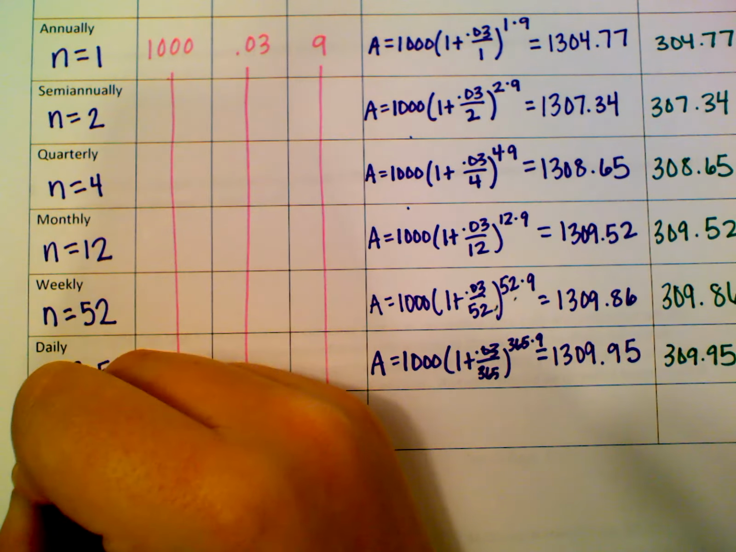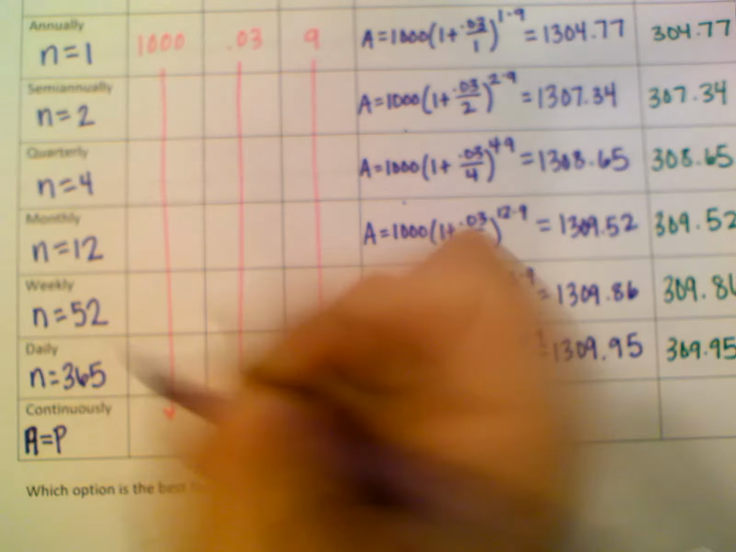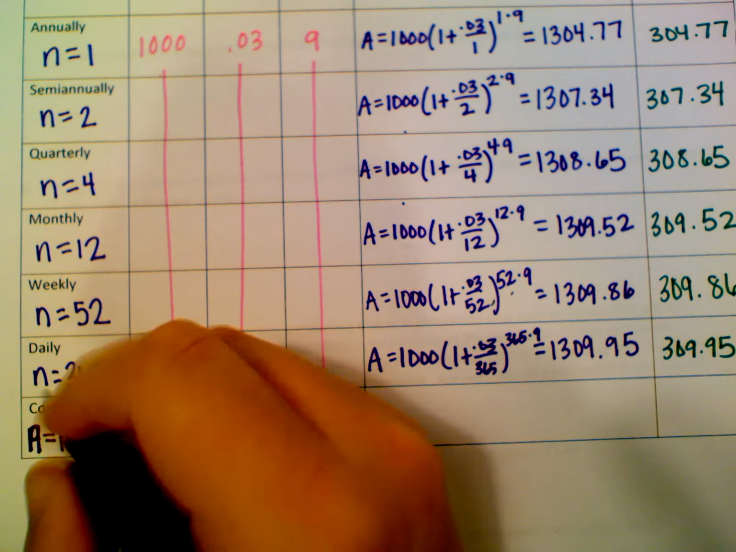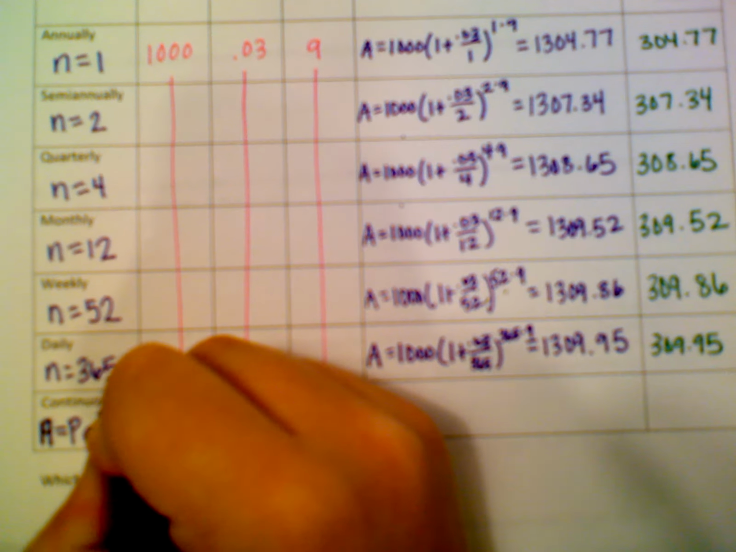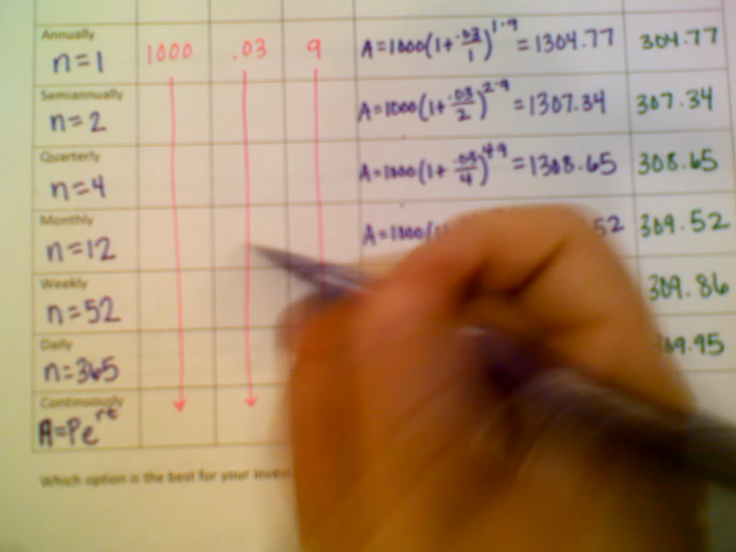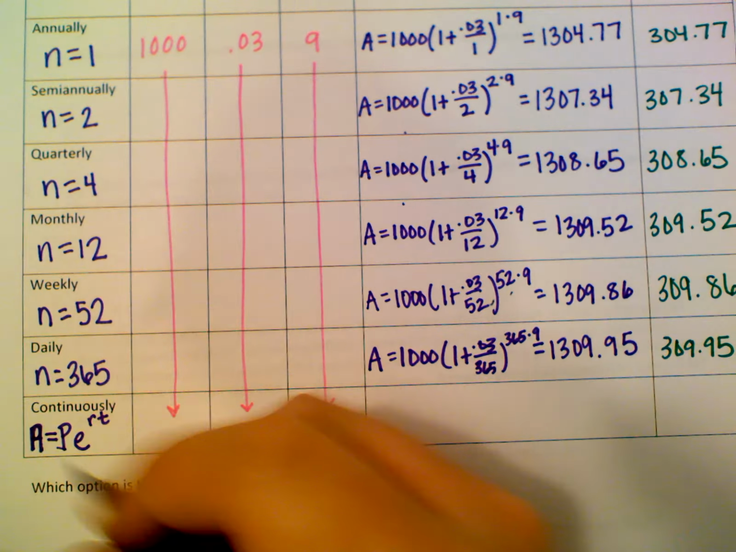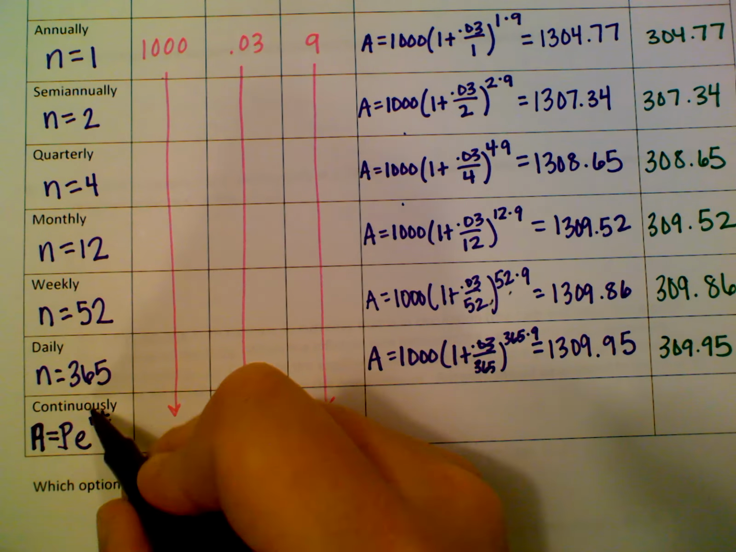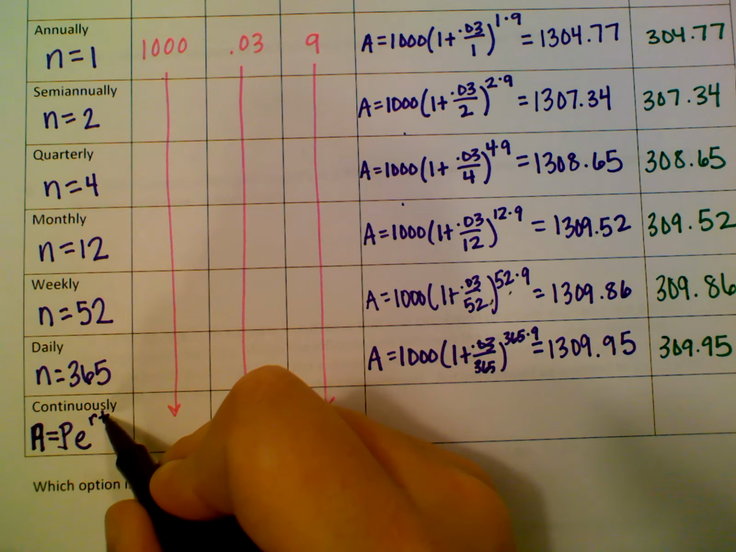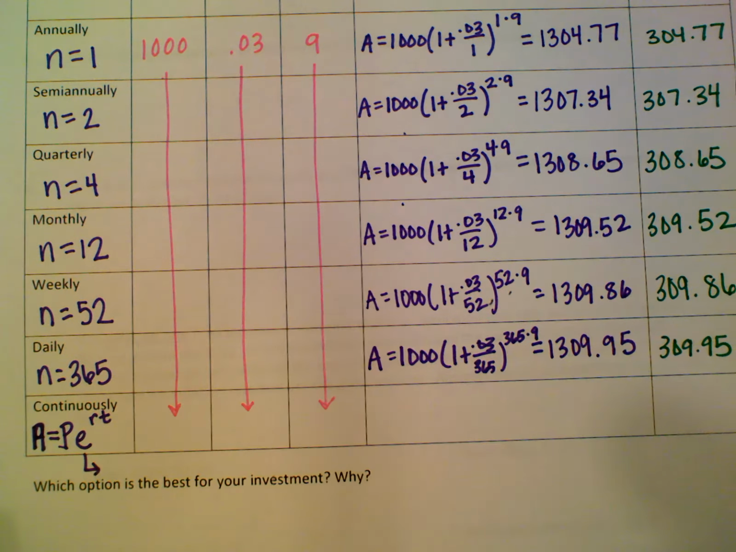It's A equals, so the final amount, just like before, your principal. And then instead of 1 plus or 1 minus, it's this value e to the power of your rate times your time. People refer to it as the PERT formula, P e to the rt. A is the final amount, P is the principal, r is the rate in a decimal just like before, t is the time just like before. This new thing that you have is this e value.